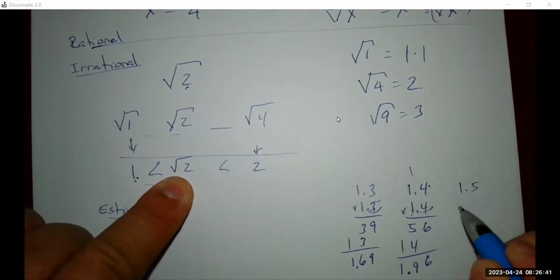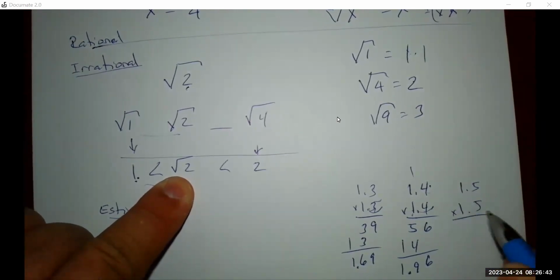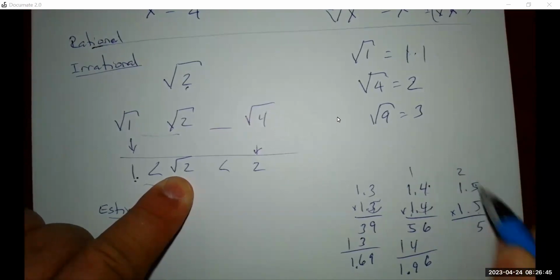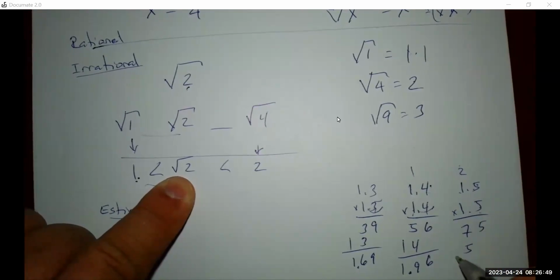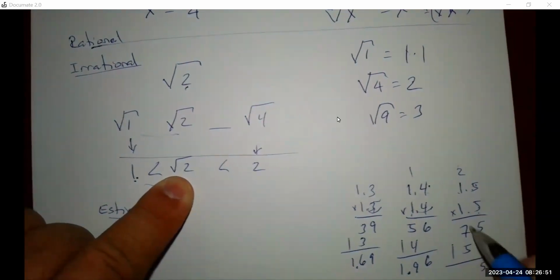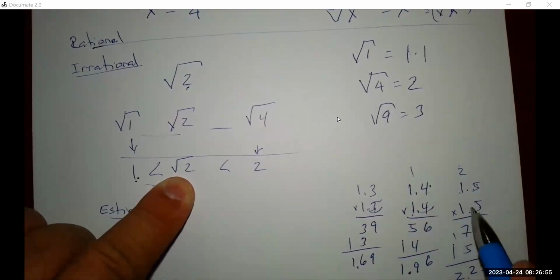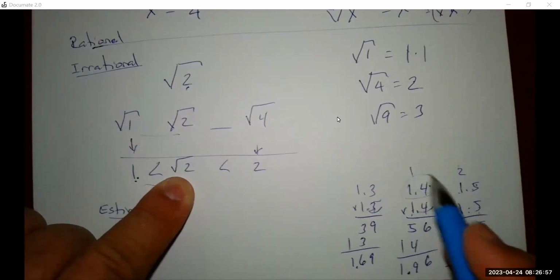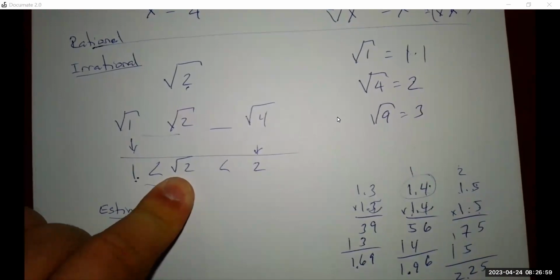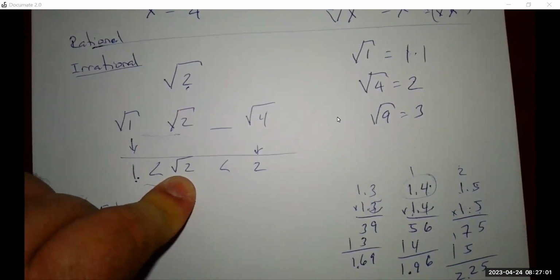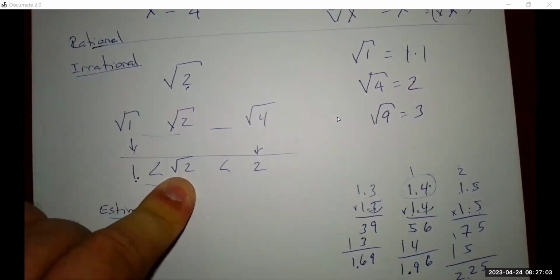What's 1.5 times 1.5? 5 times 5 is 25. 5, 6, 7. 5 and 1. 2.25. So that's too big. So it's got to be close to 1.4. Then we go further. 1.4, 1, and then 1.42.